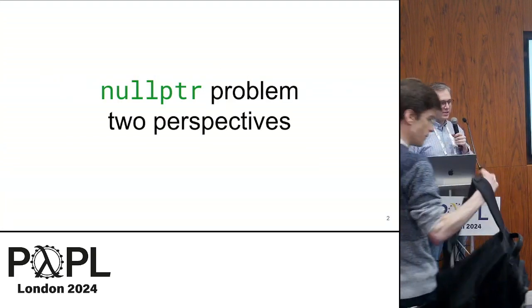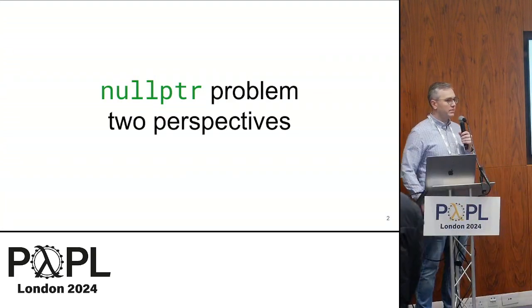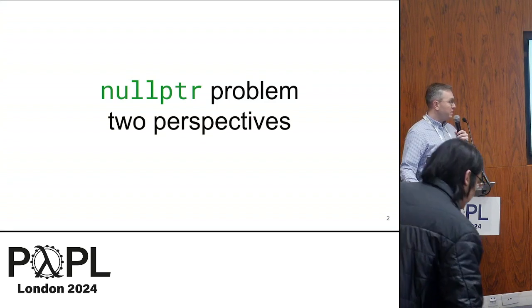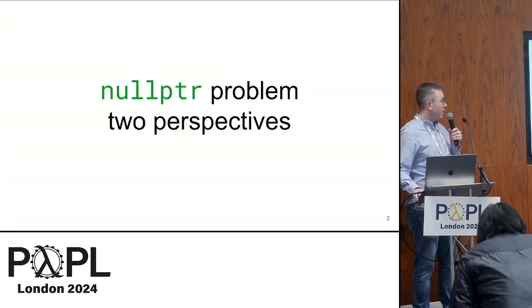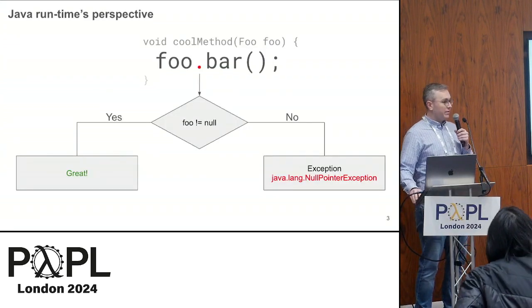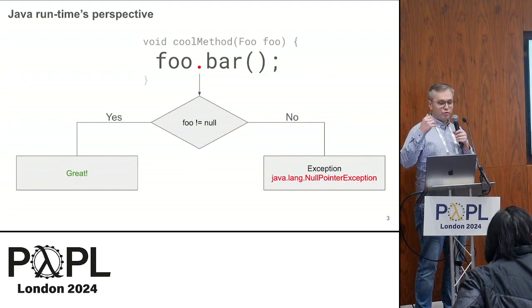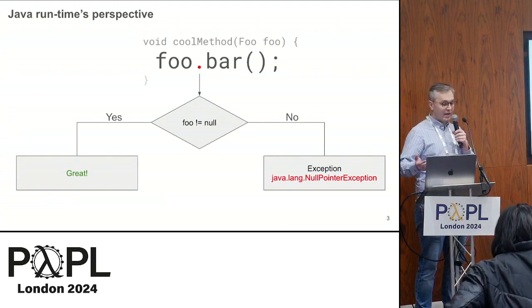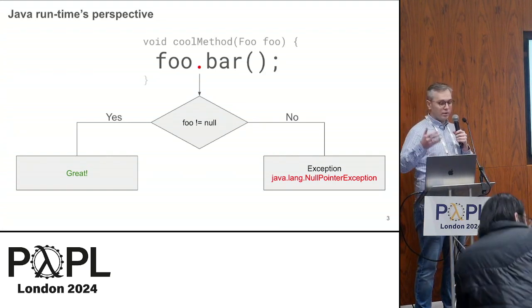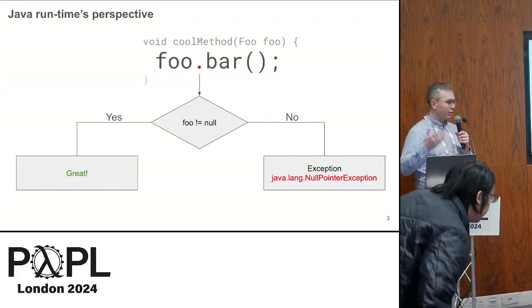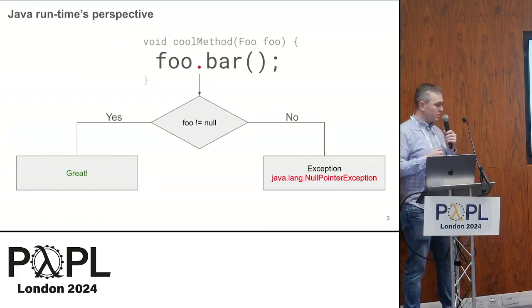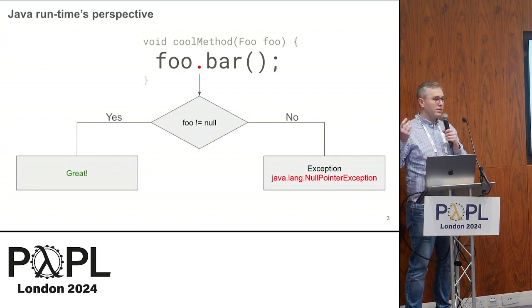So let's get started. When it comes to null pointers, there are kind of two perspectives. Perspective one is the runtime perspective, which is basically when you want to dereference a non-primitive value, you check whether it's null. If it's not, great, you invoke a method or something. But if it is null, you get a null pointer exception. Your backend service crashes, your applications crash, and users are unhappy with this experience.